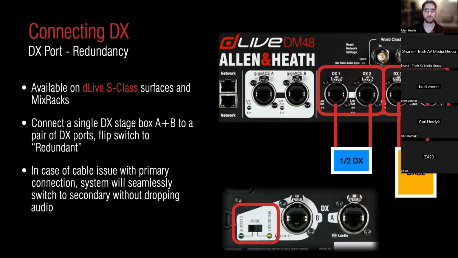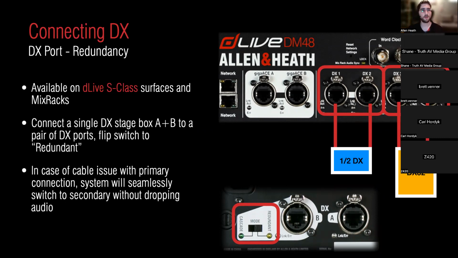So this is great if you have an installation or a tour and you absolutely cannot have your audio drop out or fail, like you're doing, say, a presidential address or something that's super important. You cannot have the audio fail. You can have redundancy with a D-Live S-class system, and this will give you that backup in case there's ever a cable issue or any kind of issue with one of the ports or anything like that.